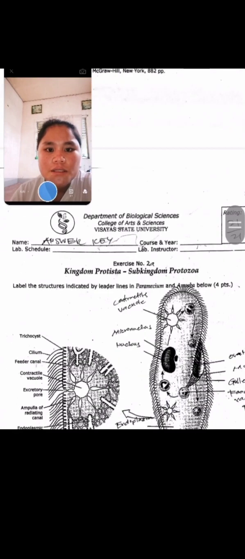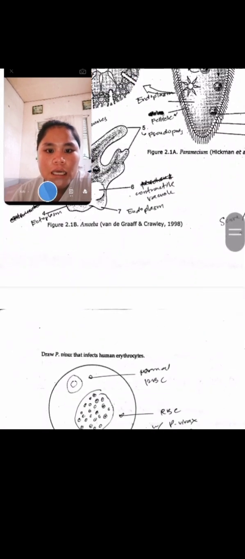So, next is the labeling activity. So, ang parts sa trichocyst, cilium, feeder, reticulum, cytoplasm. Mao na siya ang mga parts sa Kingdom Protista and some Kingdom Protozoa. Label the structures indicated.